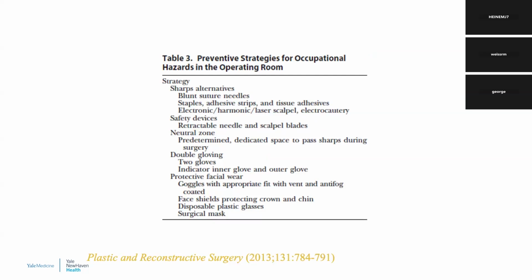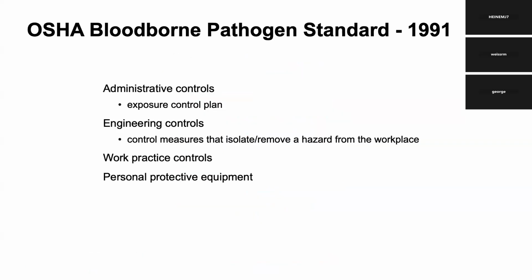So there are a lot of strategies for what you can do in the operating room to reduce this risk. There are alternatives to sharps when at all possible. We advise these be done, such as staples and cauteries. For the safety devices we review, we prefer the retractable needles and retractable scalpel blades rather than needles that need to be capped, which is a much higher risk needle. We always advise a predetermined neutral zone, some dedicated space, if possible, where instruments can be passed. Double gloving, protective face wear such as goggles and a face shield.